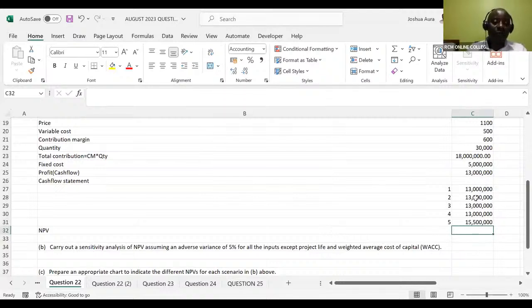Now we are in a very good position of computing the net present value. Now we have our cash flows here. So how do we get our net present value? I'll write it here first, and then I'll come and use the net present value function.